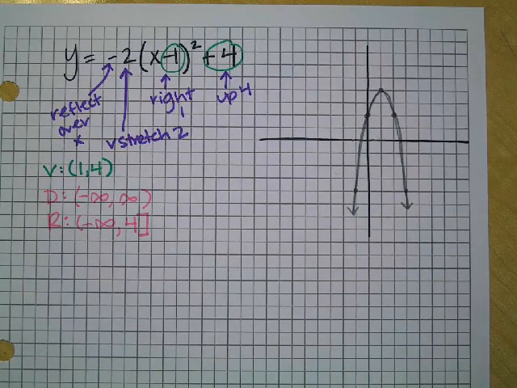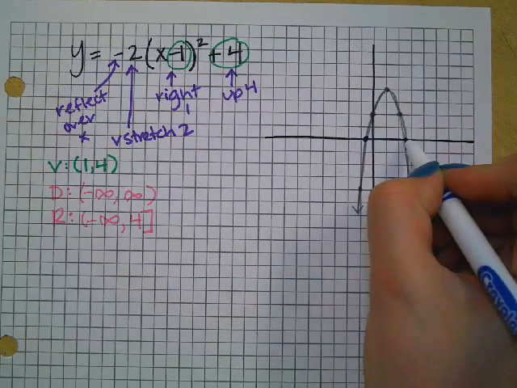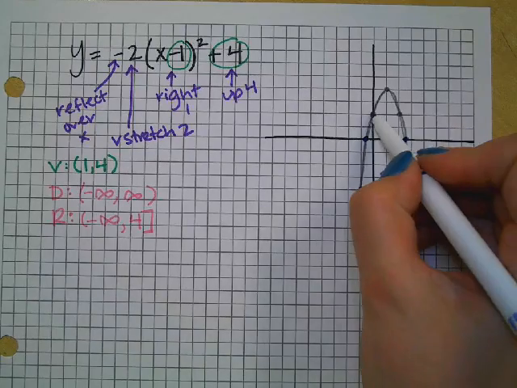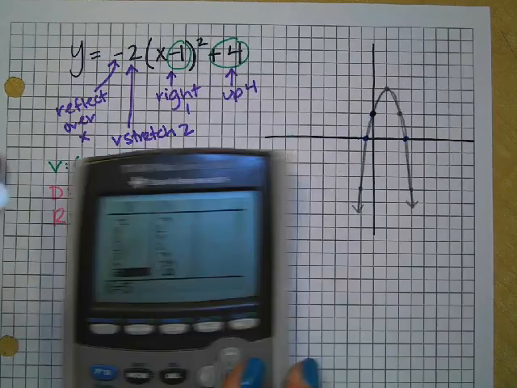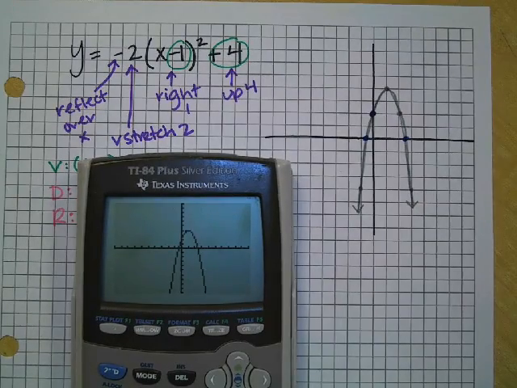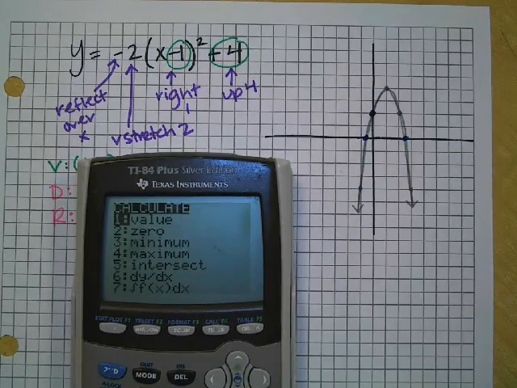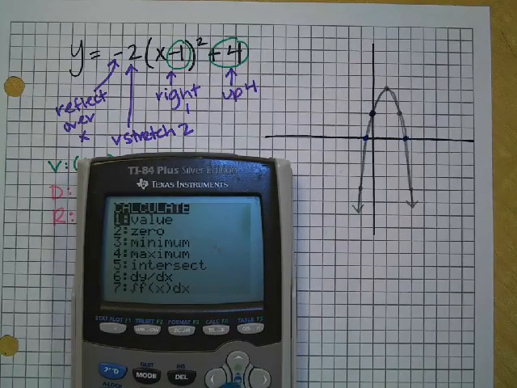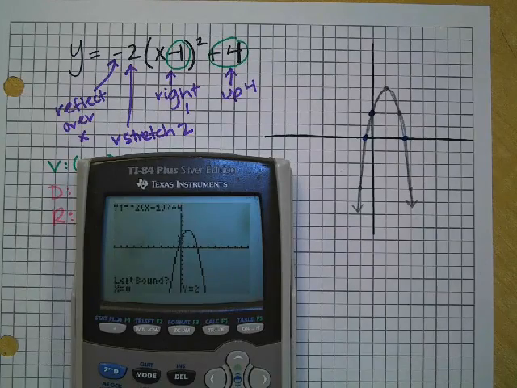The x and the y-intercepts. So I have an x-intercept over here and an x-intercept right there, and I have a y-intercept here. So I'm going to go ahead and look at my calculator. And what do I do on my calculator to find the intercepts? Second trace, number 2. So second trace number 2 is going to find our x-intercepts. I should see everyone with a calculator in their hand because you're all doing this.